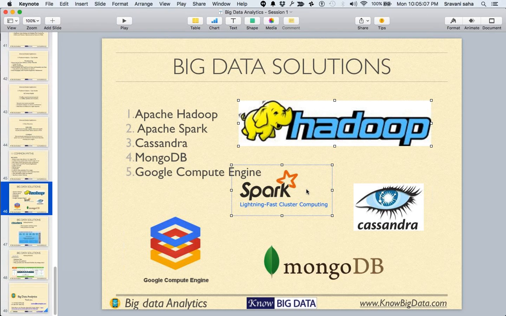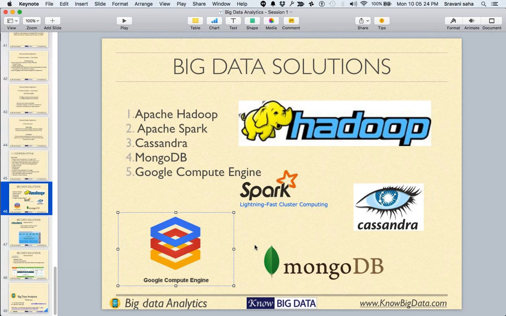Hadoop combined with Spark, because Spark can run on top of Yarn. So Hadoop nowadays comes coupled with Spark. So this combination of Hadoop and Spark is probably the most complete data solution you could have.